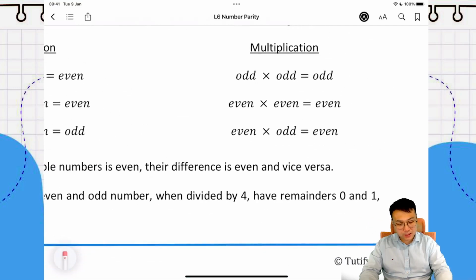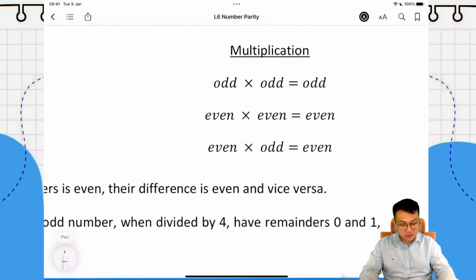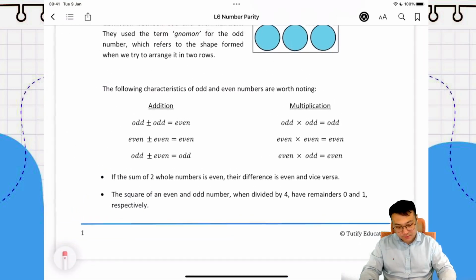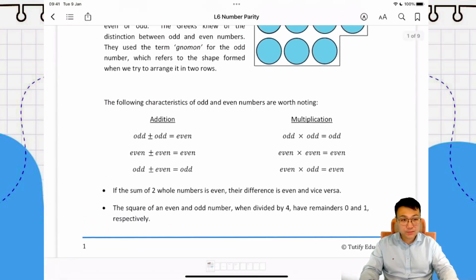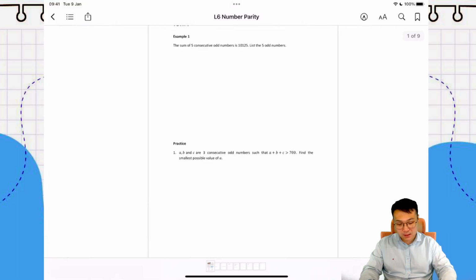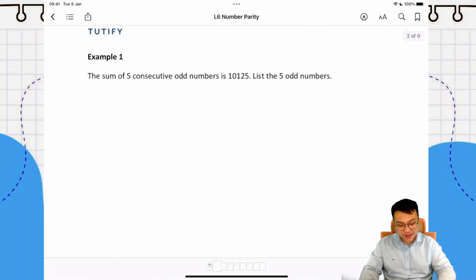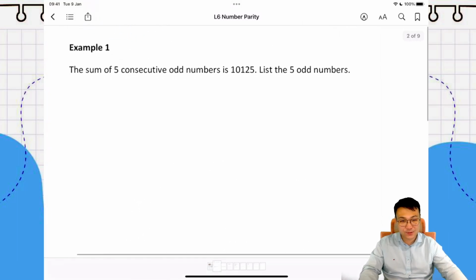Even for multiplication, you don't have to memorize. If you want to know what happens if you have an odd number multiplied by an odd number, 3 times 3 is 9. You will get an odd number. So odd times odd equals odd. So all this is not required. You don't have to memorize all this. Students, we will be doing some examples, and you can see how numbers interact with each other.